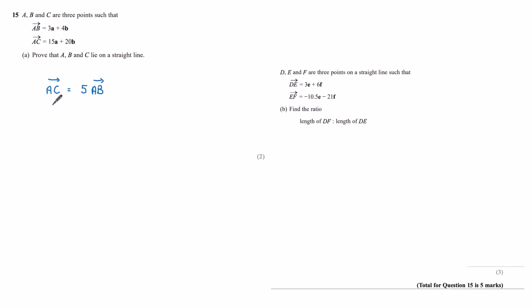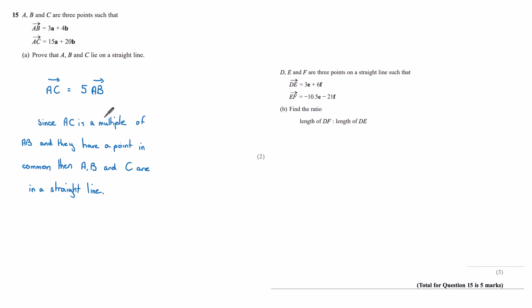And so AC can be written as 5 lots of AB. And so since AC is a multiple of AB, and they have a point in common, then A, B and C must be in a straight line.